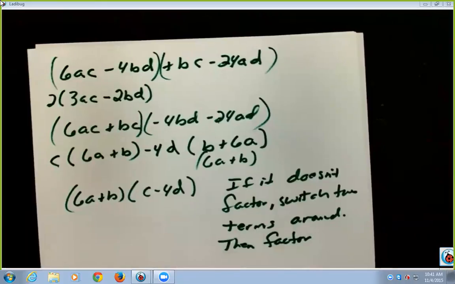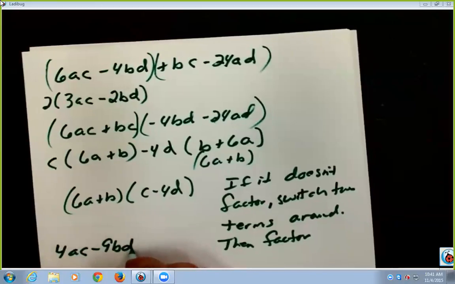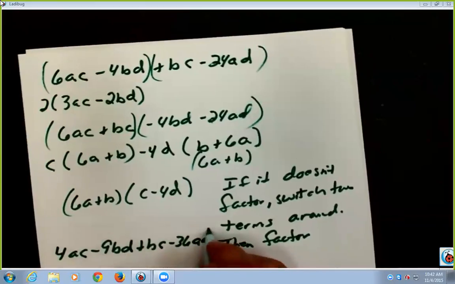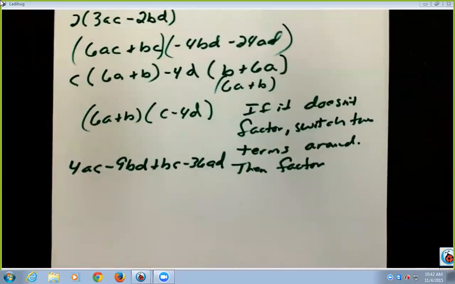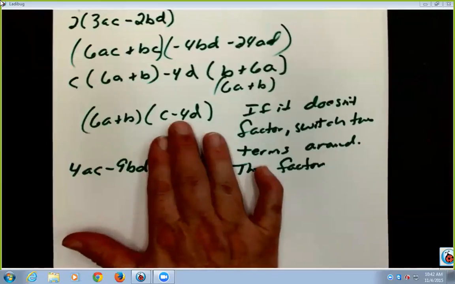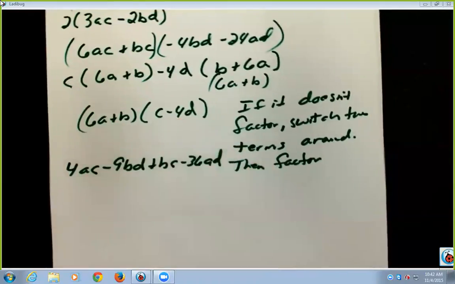Okay, here's another one that's going to work here. 4AC minus 9BD plus BC minus 36AD. Does that one factor? At first glance, look at the first 2 pieces together. If nothing factors out of that, then I've got to do some switching. So can I switch some stuff around?